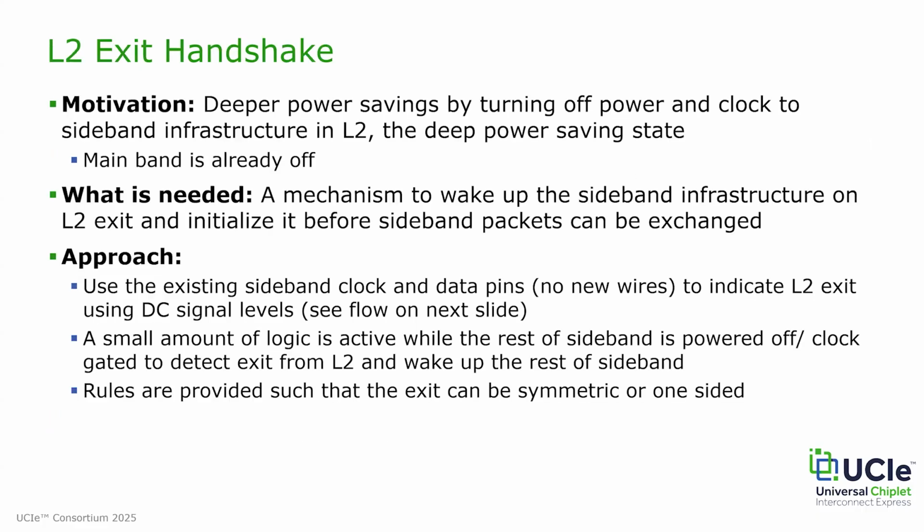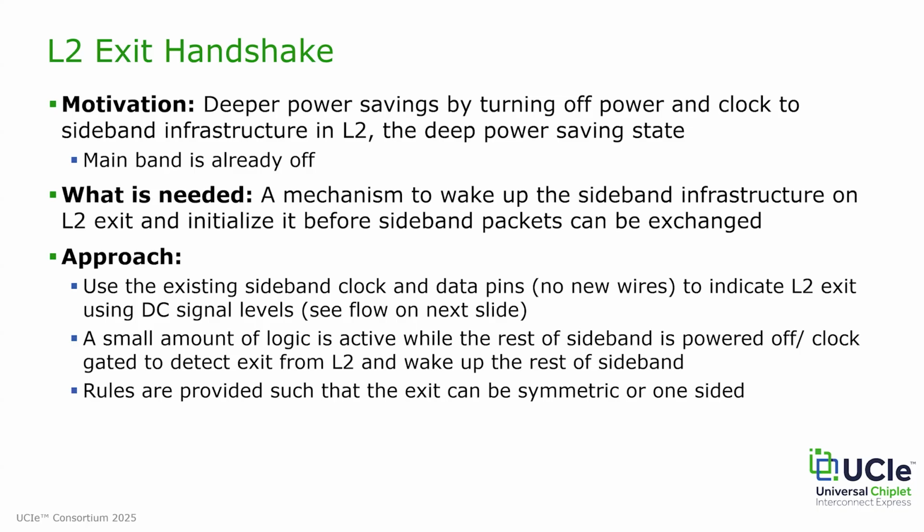Now talking about the idle power savings. Idle power savings are also critical because when your link is not in use, when your components are not in use, you put them into the L2, right? And there your power saving needs to be super low. Prior to 3.0, in that L2 deep power saving state, your main band would be completely power gated, and your sideband infrastructure would be clock gated. That gets us very good power savings, but of course we want even more.